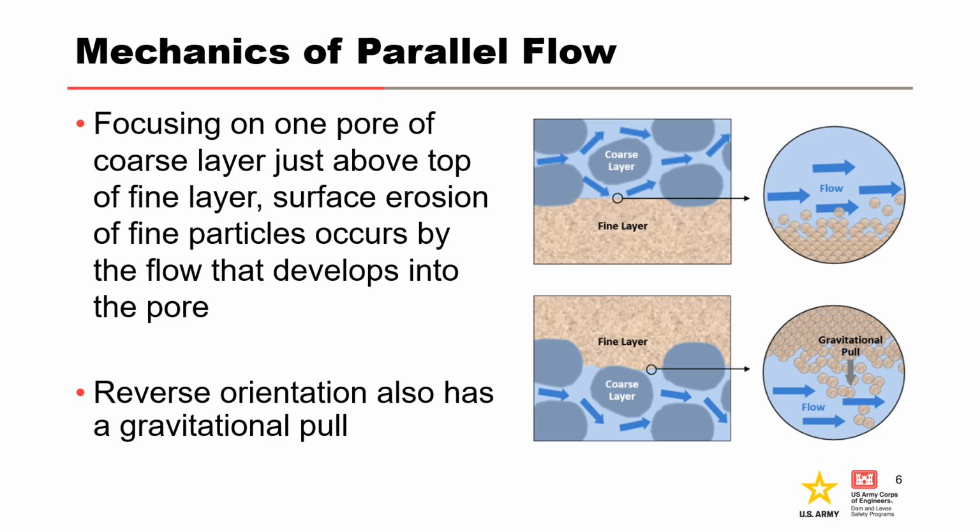Focusing on one pore of the coarse layer just above the top of the fine layer, surface erosion of fine particles occurs by the parallel flow which develops into the pore. The reverse orientation also has a gravitational pull.